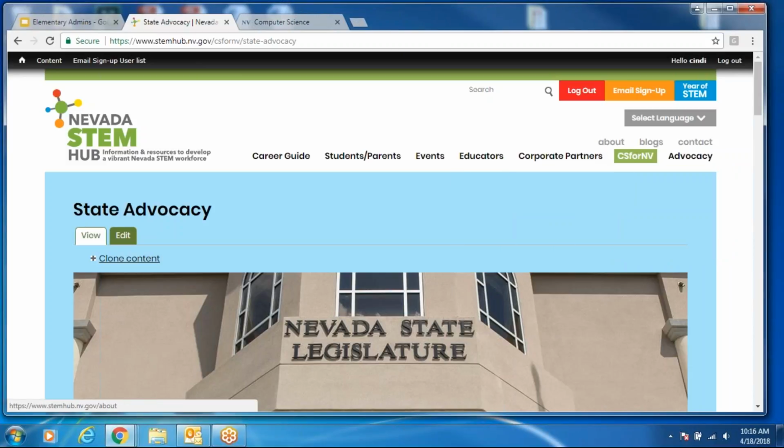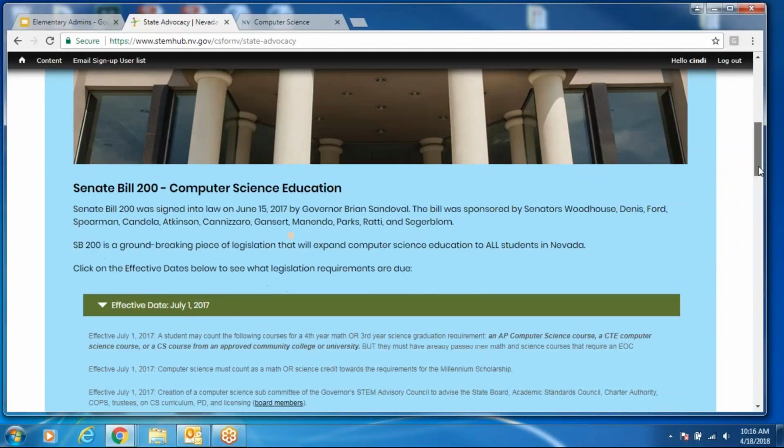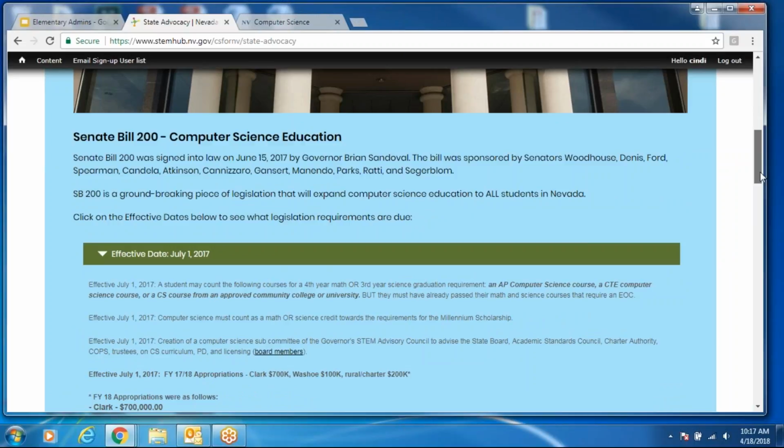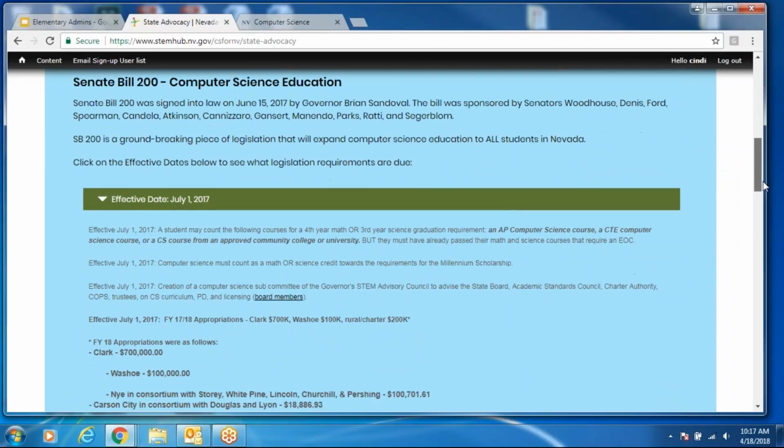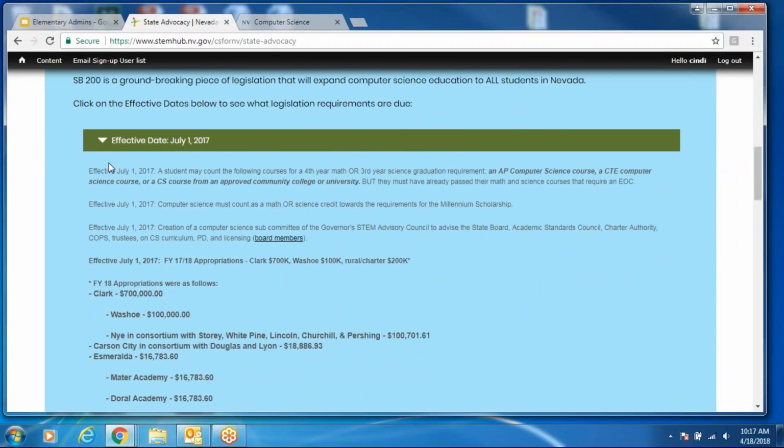On the main menu, you have your CS4NV link, and here's our section that has everything CS. There's going to be stuff there for students, stuff there for educators that I'll talk about in a minute, industry, resources and events, and then state advocacy. I'll start with the state advocacy page since you're administrators. It will be of interest to you. This is where I've broken down the bill by effective date.